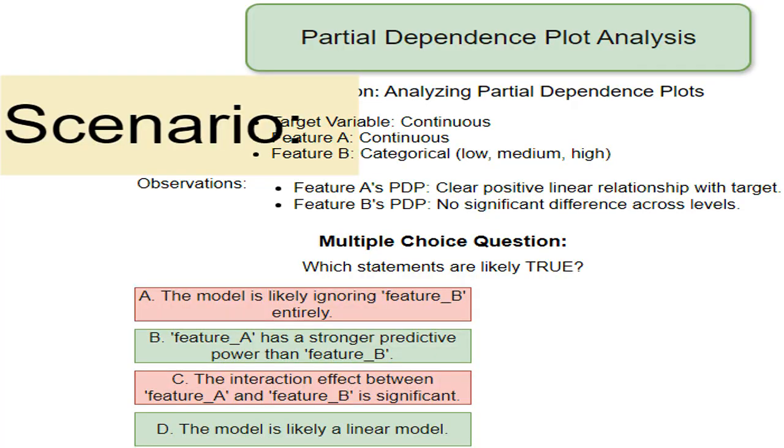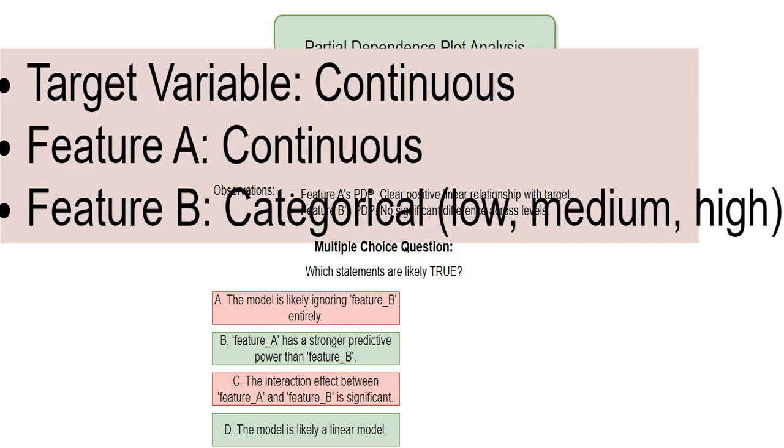I'm going to explore how to interpret partial dependence plots and use that knowledge to answer questions about a model's behavior. This is crucial for understanding feature importance. I have a machine learning model and I'm using PDPs to investigate the relationship between the target variable and two features. Feature_A, continuous, and feature_B, categorical with 3 levels: low, medium, high.